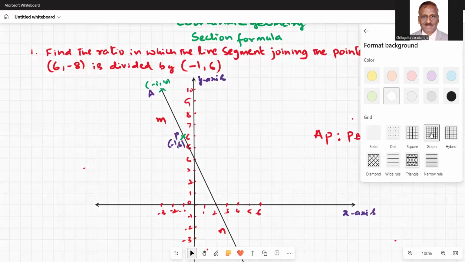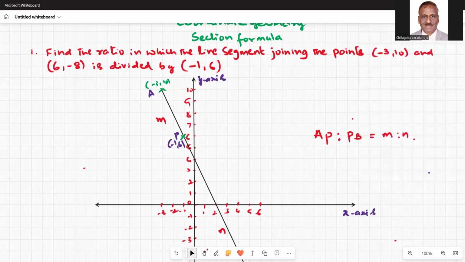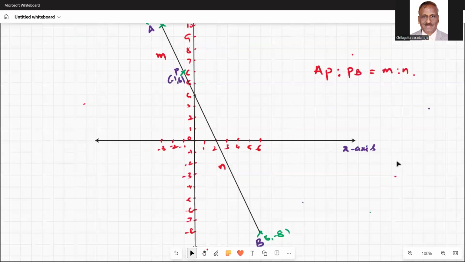See, the points which are given to you, that is A (-3, 10) and another point B (6, -8), are plotted on the graph. And the figure appears like this. A and B, the points, are joined. And P is a point on this line segment joining A to B. It is very clearly visible on the graph.